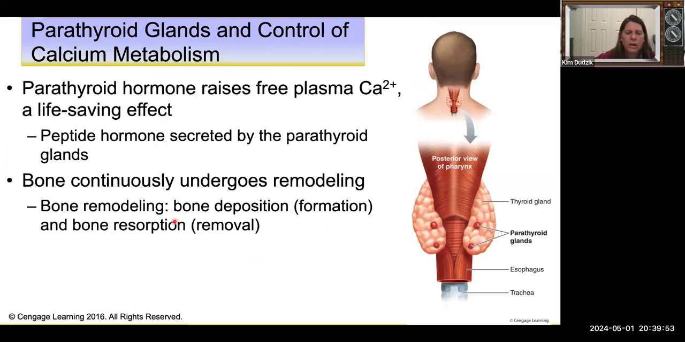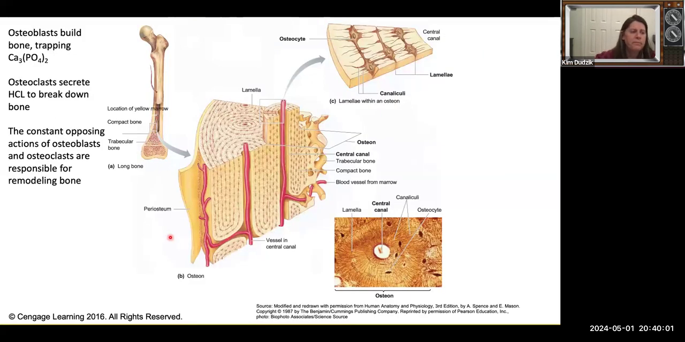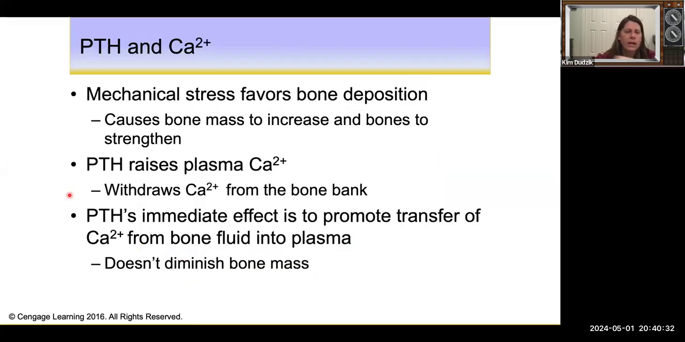Again, it's depositing bone by the osteoblasts or resorbing bone by the osteoclasts. So parathyroid hormone is going to act on these cells and move calcium from the bone into the plasma. Again, this is not anatomy. I'm not going to ask you about lamellae and osteons and all of that, but you should remember the function of osteoblasts and osteoclasts and their opposing mechanism.